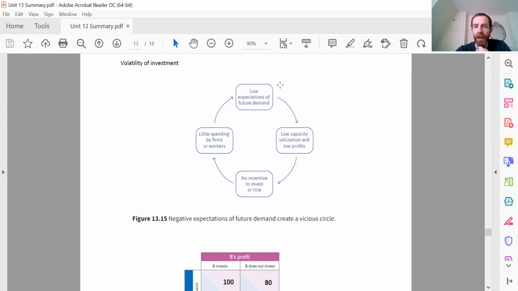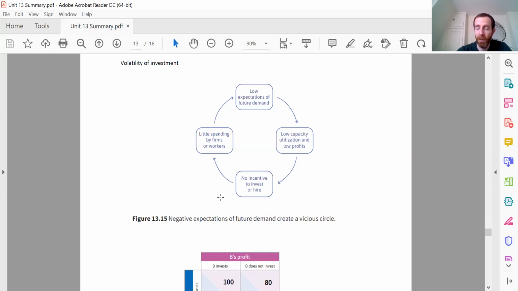So let's start at the top. If firms, for some reason, have low expectations of future demand, right? They imagine that the demand for their output is going to stay quite low in the future. So what are they going to do? They are going to end up with low capacity utilization. So the capital and the labor that they have, they're not actually going to use to its full ability. And as a result, they're not going to make very high profits. And seeing that they're not using much of their capacity and not making very high profits, when it comes to decisions about investment, they're going to think, well, what's the point? We're at the moment not making very much money. We're not using our full capacity, so there doesn't seem to be any reason to actually invest.